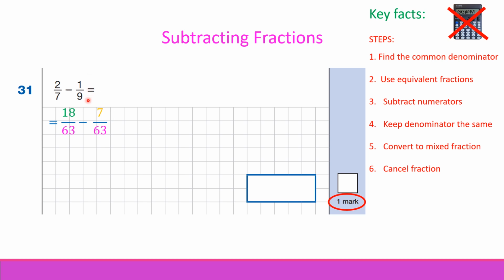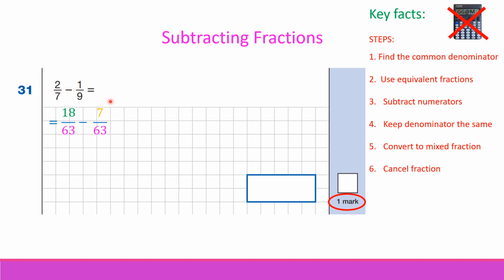Now some people like a method that will work for any case, and the method that will work for any case is to multiply the denominators. So 7 times 9, this is the number that goes at the bottom. Then if you take the top left by the bottom right, so 2 times 9 gives me 18, that gives me the top left. And 7 times 1, so bottom left times top right, it gives me the top right.